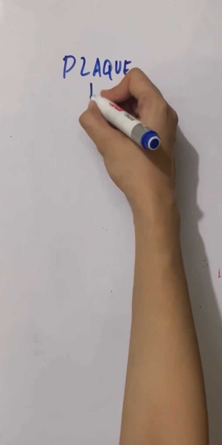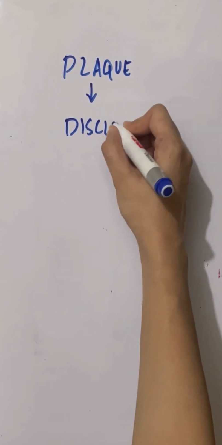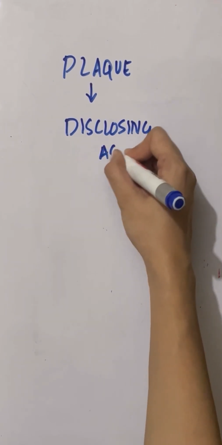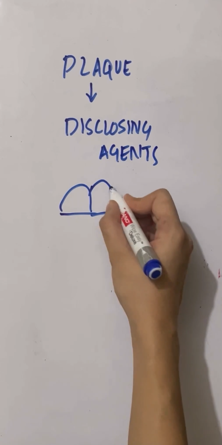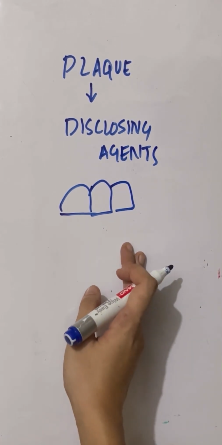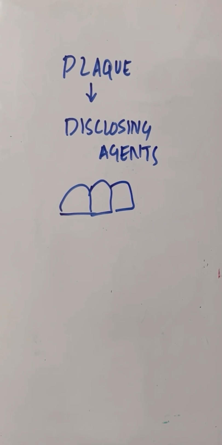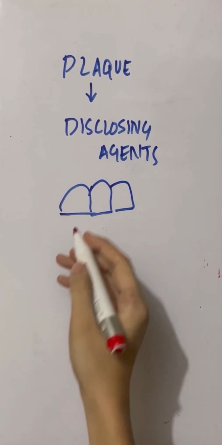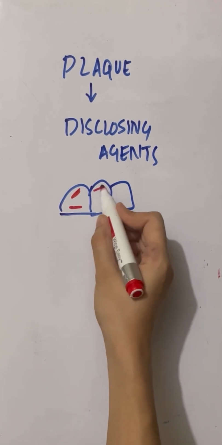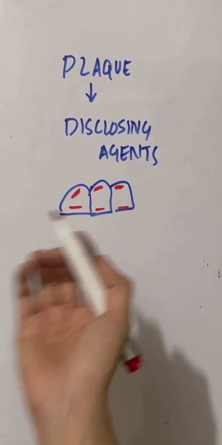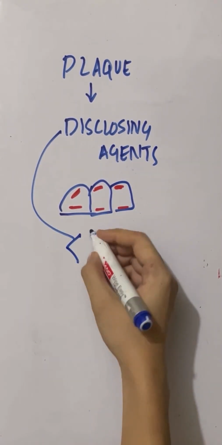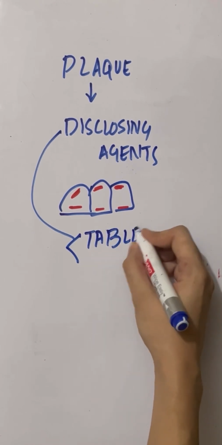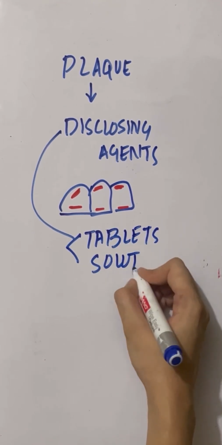So how do we control plaque? We control plaque by disclosing agents. And what are disclosing agents? Consider these are our normal teeth. If plaque is present on these teeth, we will not know because we cannot see plaque with our naked eyes. But when we apply disclosing agent, it gives some color to plaque. So now the colored area shows that plaque is present on teeth. The disclosing agent is present in the form of tablets or in the form of solutions.